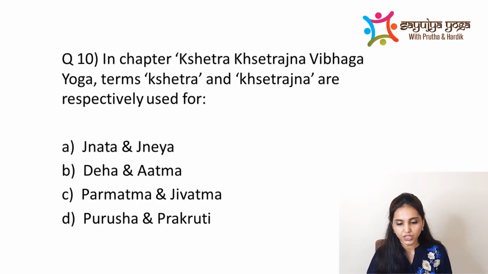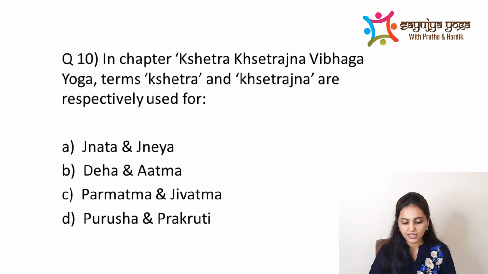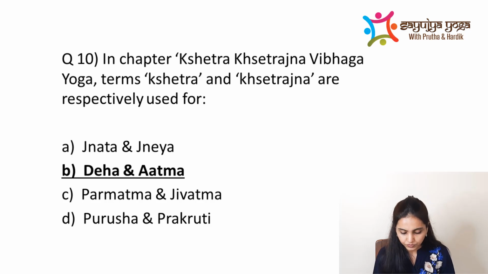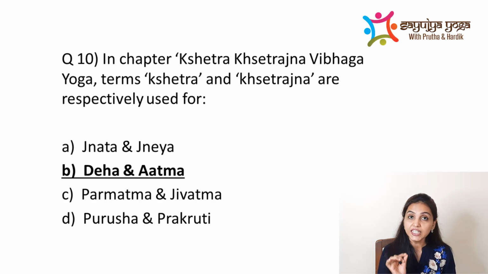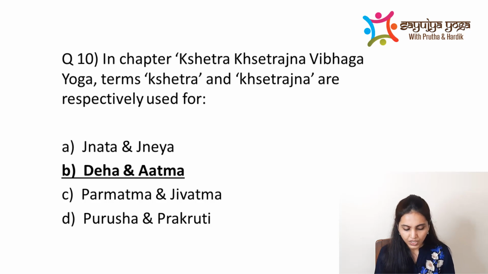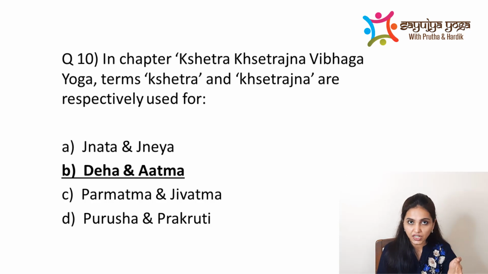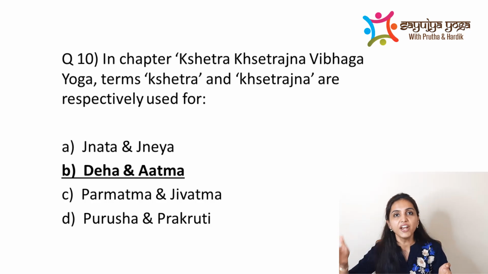The next question is, in chapter Kshetra Kshetrajna Vibhaga Yoga, terms Kshetra and Kshetrajna are respectively used for, and the correct answer is option number B, Deha and Atma. Now friends, Kshetra Kshetrajna Vibhaga Yoga is the 13th chapter of Bhagavad Gita. Now if you bifurcate the entire word, it says Kshetra, Kshetrajna and Vibhaga.